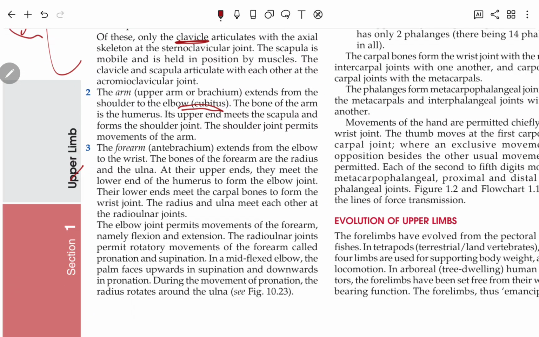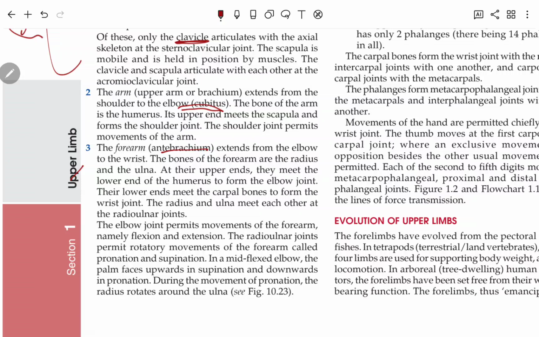Next, the forearm, which is also known as antebrachium, extends from elbow to the wrist. The bones of the forearm are the radius and ulna. At the upper end, they meet the lower end of the humerus to form the elbow joint. The lower ends meet the carpal bones to form the wrist joint. The radius and ulna meet each other at the radio-ulnar joint. So yeah, the words explain everything.